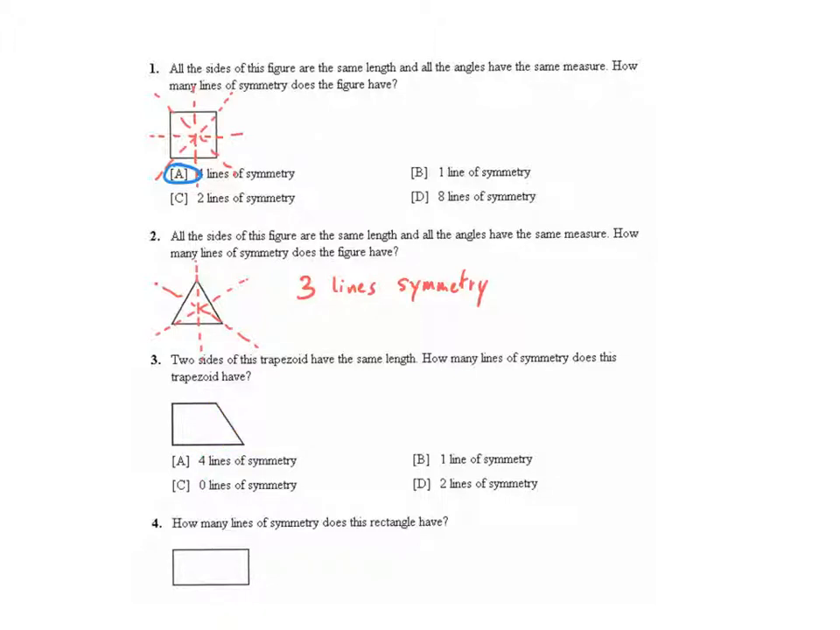The same thing happens if I try to do this horizontally in any way. If I try to split it across this way and then I reflect one of the sides across there, if I reflect this bottom side across, I would get something like this. That would be a reflection of this green part right here. And that's not the shape that I have. So there's no horizontal lines of symmetry either there.